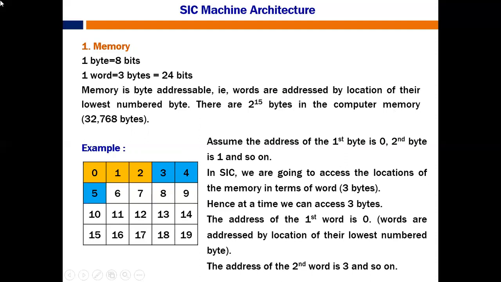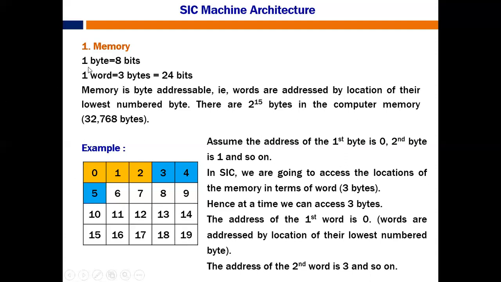So let us take one example. We consider each cell as 1 byte. Let us name the first cell as byte 0, the second cell as byte 1, similarly the next one byte 2, then byte 3, byte 4, byte 5, and so on. We have just taken one example where I have some 20 bytes of memory.